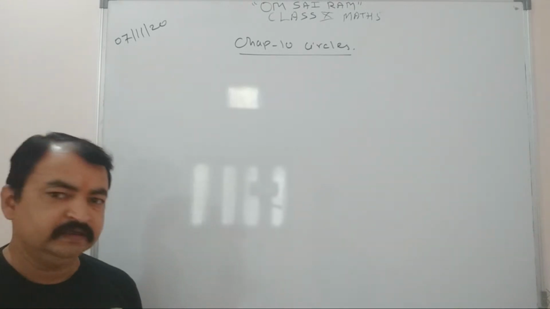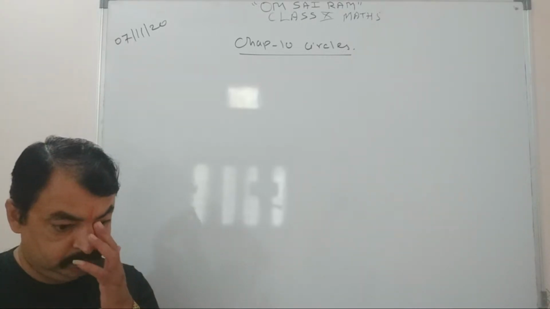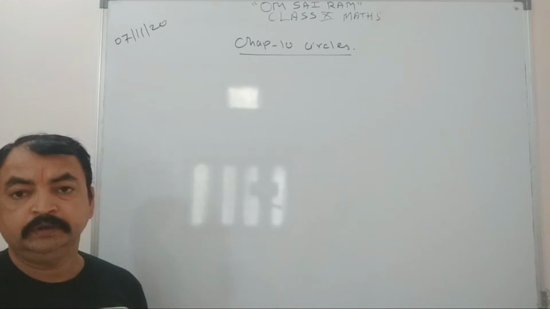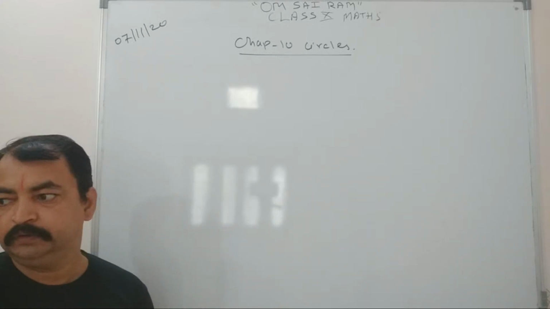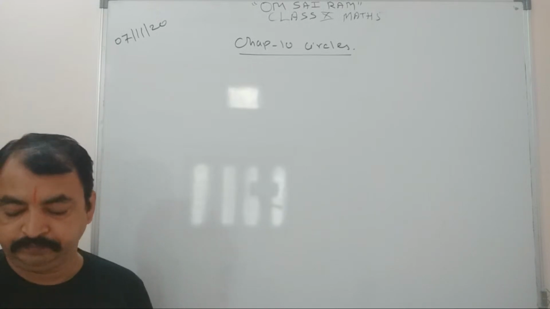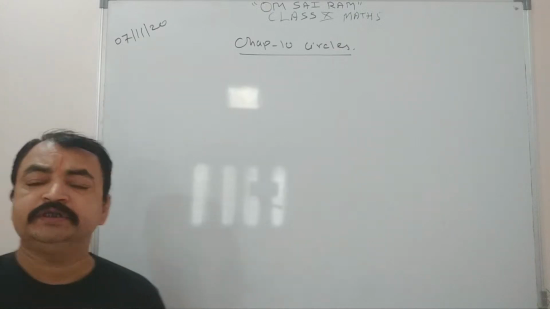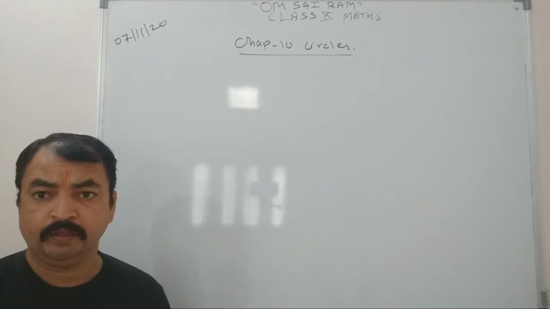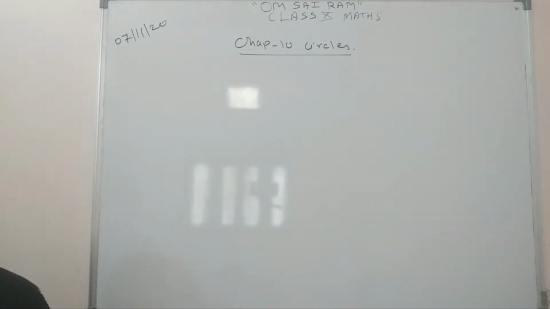How to define the circle, which is just a collection of the points which are equidistant from a fixed point, right? That was the circle. Then we discussed the terms used in the circle chapter, children, right? Like radius, diameter, chord, secant, tangent.